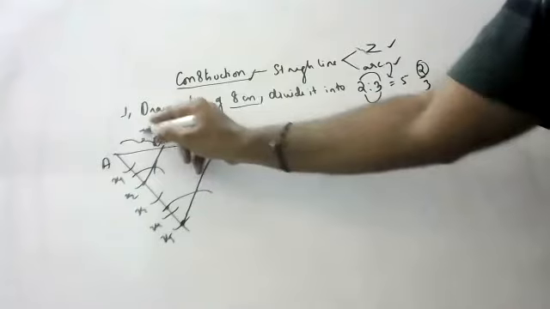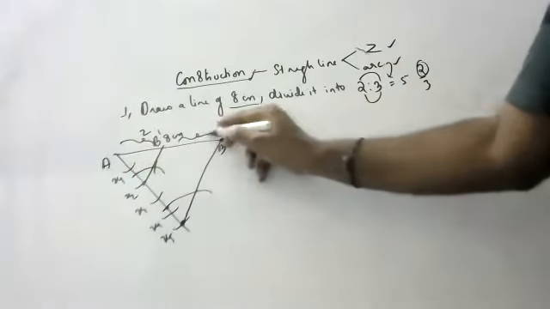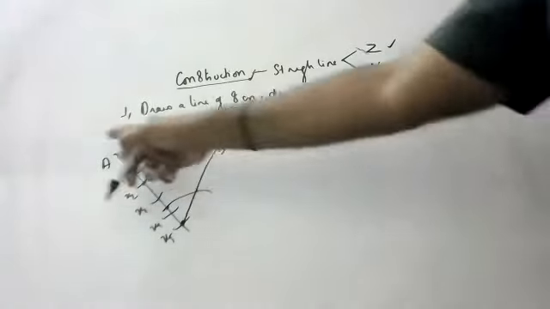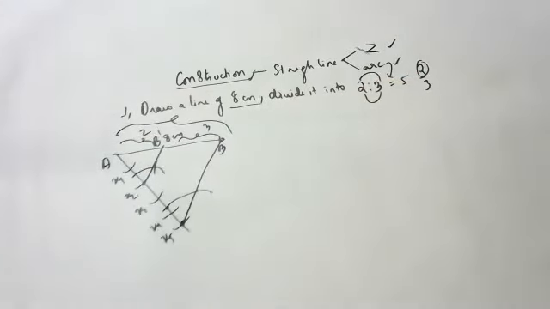So this is two parts, and this is three parts. So 2:3 is the ratio of the 8 centimeter line. Like this you should do, children. Okay. Don't worry, children. If you didn't understand, I'll explain again.